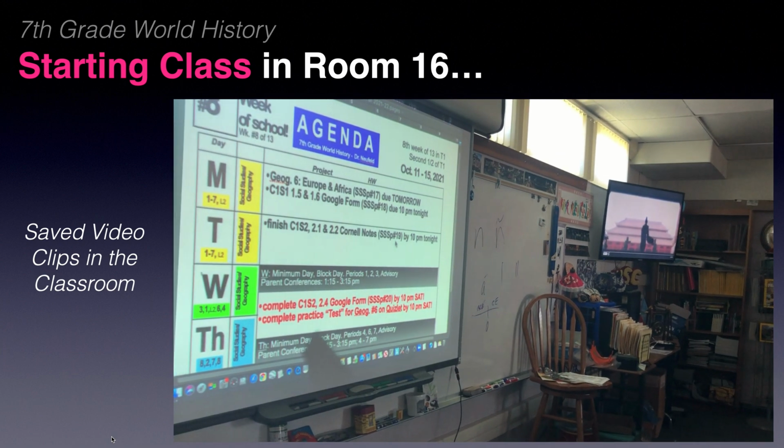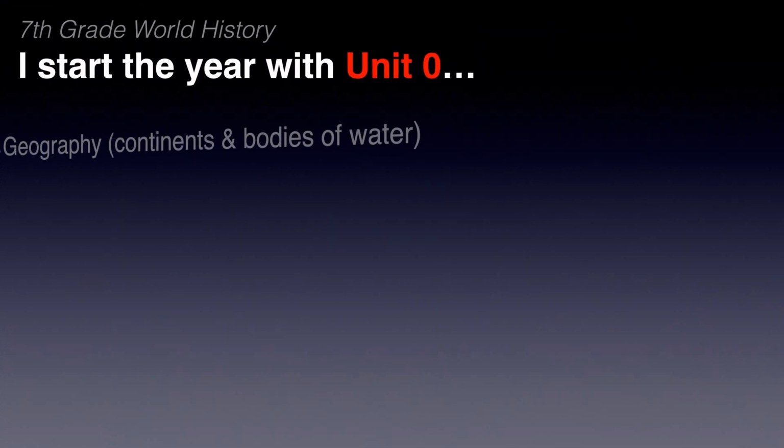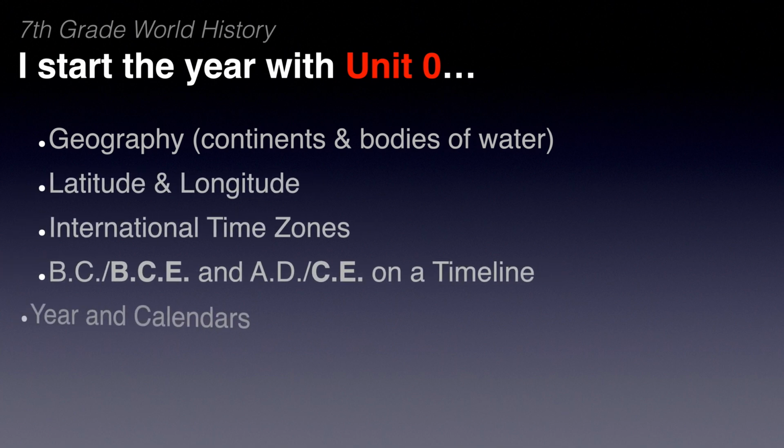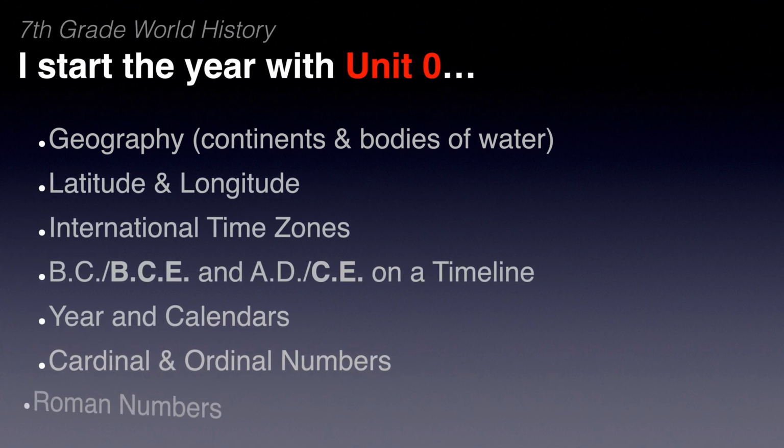Again, there are a lot of great shows on the History Channel and other channels that I like showing in the class. There's no such thing as any free time in my class. We always start the year with what I call Unit 0, and we cover things like geography, latitude and longitude, BC on the timeline, yearly calendars, cardinal and ordinal numbers, really important because these are going to be based on every unit that we're going to be studying. So I call this Unit 0.